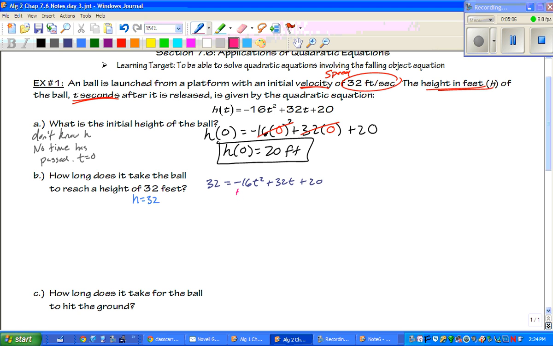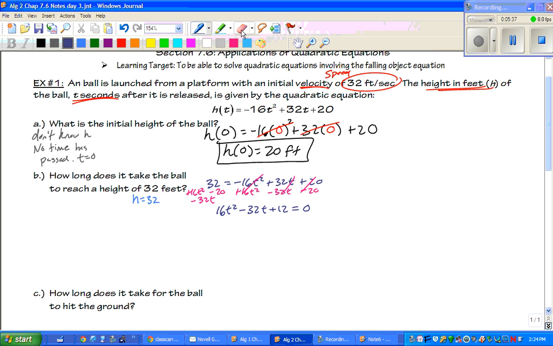That means we're going to have to add 16t squared, subtract 32t, and subtract 20. Sorry, I didn't leave a lot of room for that. But when we do that, we get 16t squared minus 32t plus 12 equals 0.